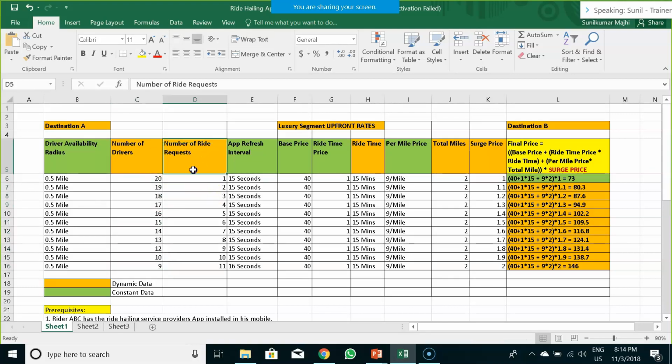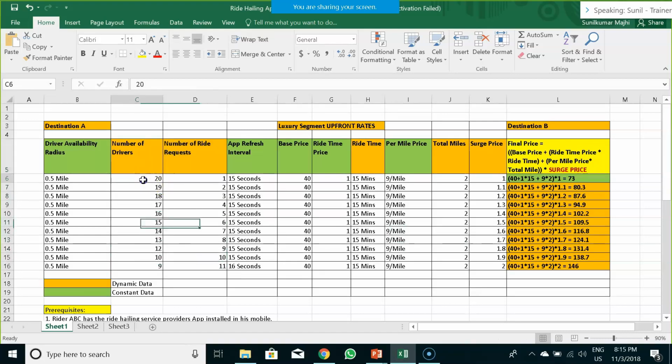Now the second factor that the system algorithm would take into consideration is how many people are requesting for a cab at the same time. If the number of requests is less, then the price would be less. So these two factors go hand in hand. If the number of drivers is more and the number of ride requests is less, the price would be less. If the number of drivers is less and the number of ride requests is more, then the price would be high. So essentially here, what comes into the picture is demand versus supply.